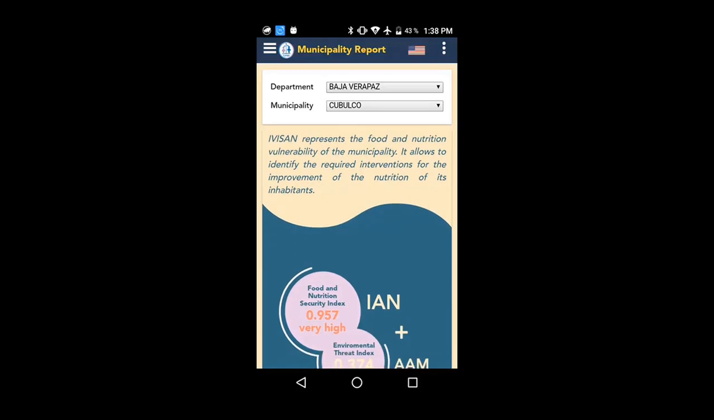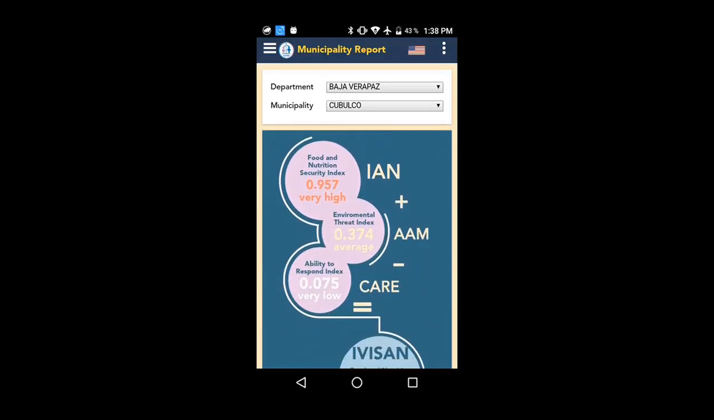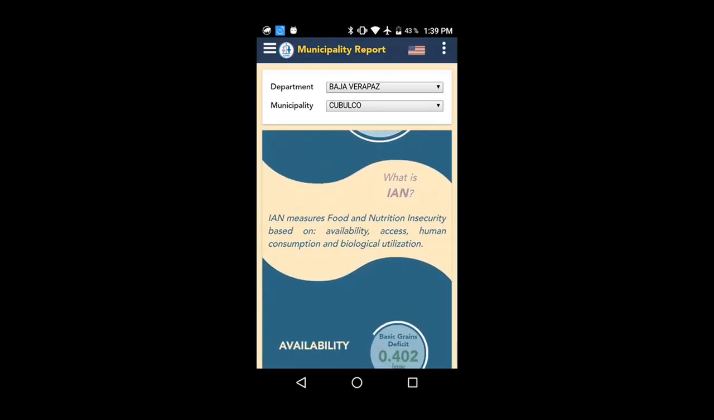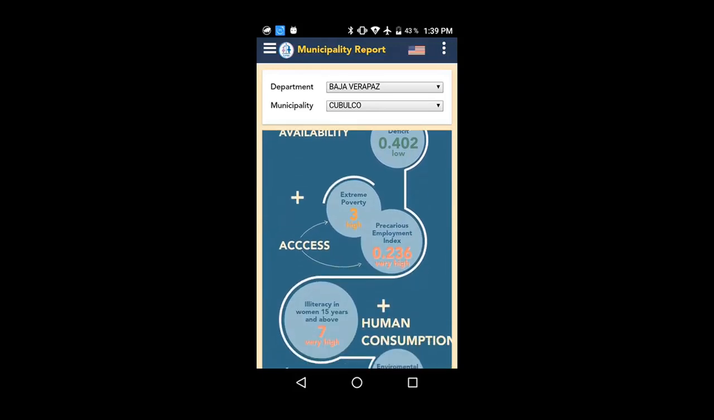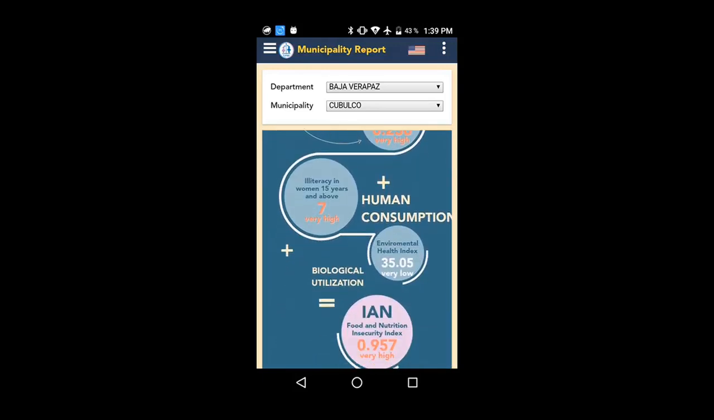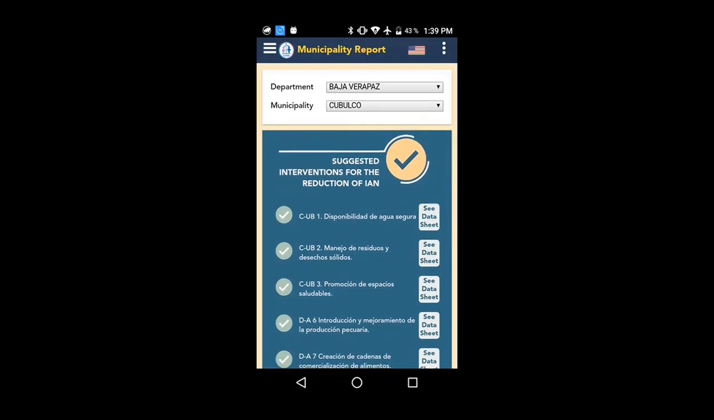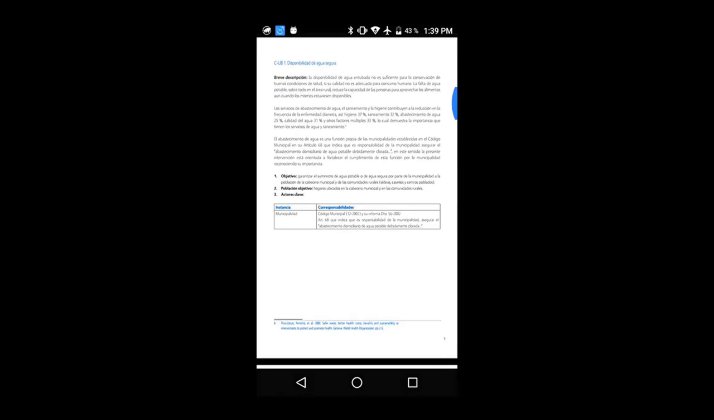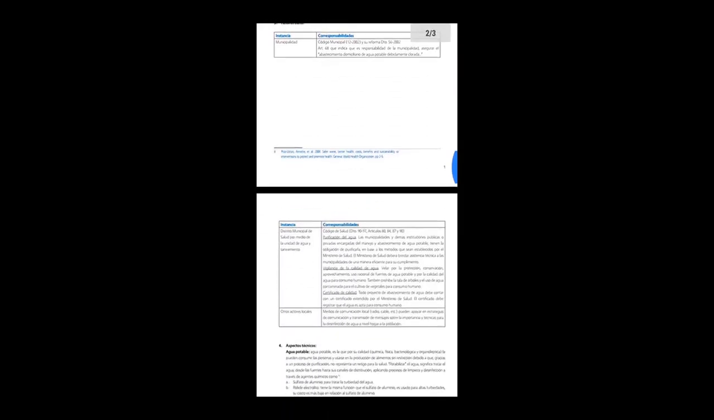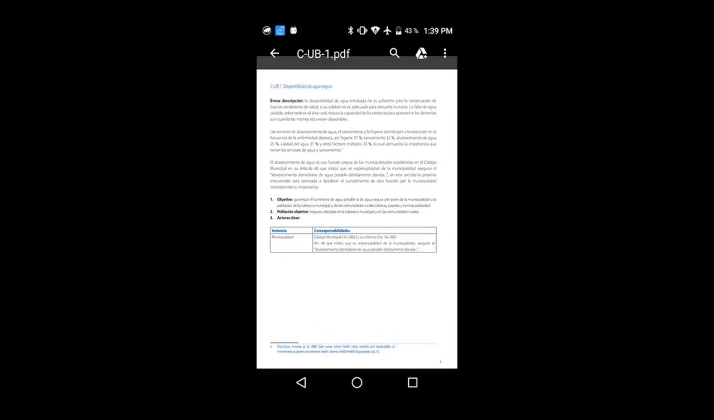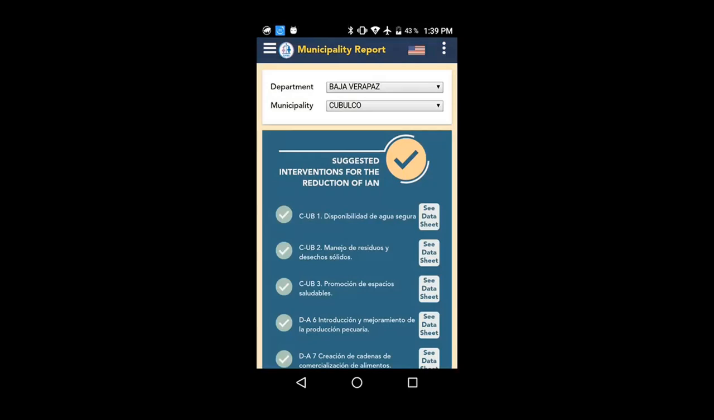So it gives you specific indicators that are used to calculate the index. And finally, in the lower part of the screen, you will find a list of suggested interventions for the reduction of the malnutrition. So you click on any of those suggested interventions, and it will open a PDF file that explains what can be done at the municipal level to seek to overcome that problem.